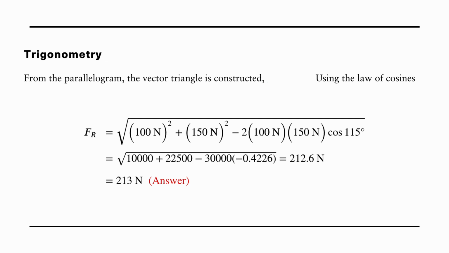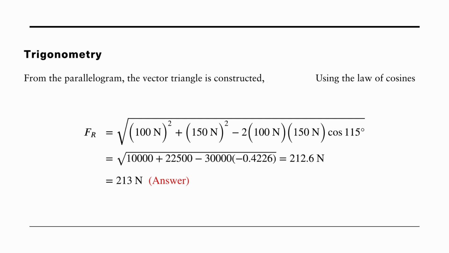From the parallelogram, the vector triangle is constructed. We use the law of cosines. So FR will be the square root of 100 Newton squared, which is our first force, plus 150 Newton squared, that is the second force, minus 2 times 100 times 150, and we have the angle of 115 degrees between the forces, cosine of 115. All of this under the square root will give us a value of 212.6 Newton, which is very close to 213 Newton.